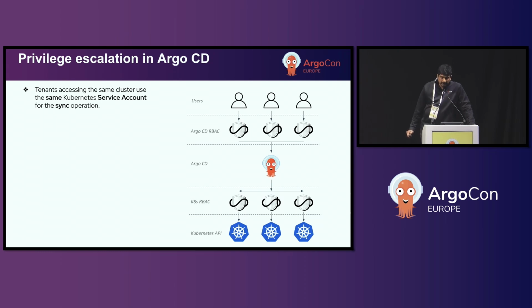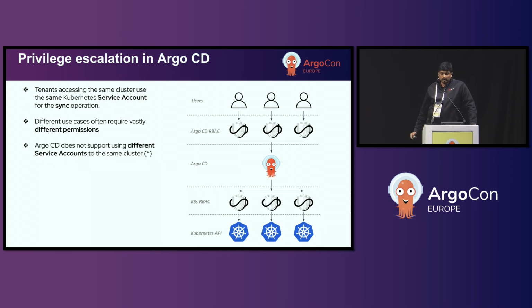When we have multiple tenants accessing the same cluster, it's a single service account that is used for the sync operation. Different tenants might need different permission levels. So if one tenant needs highly privileged access, like needing additional resources to be deployed, then the same privilege is given to all the tenants.